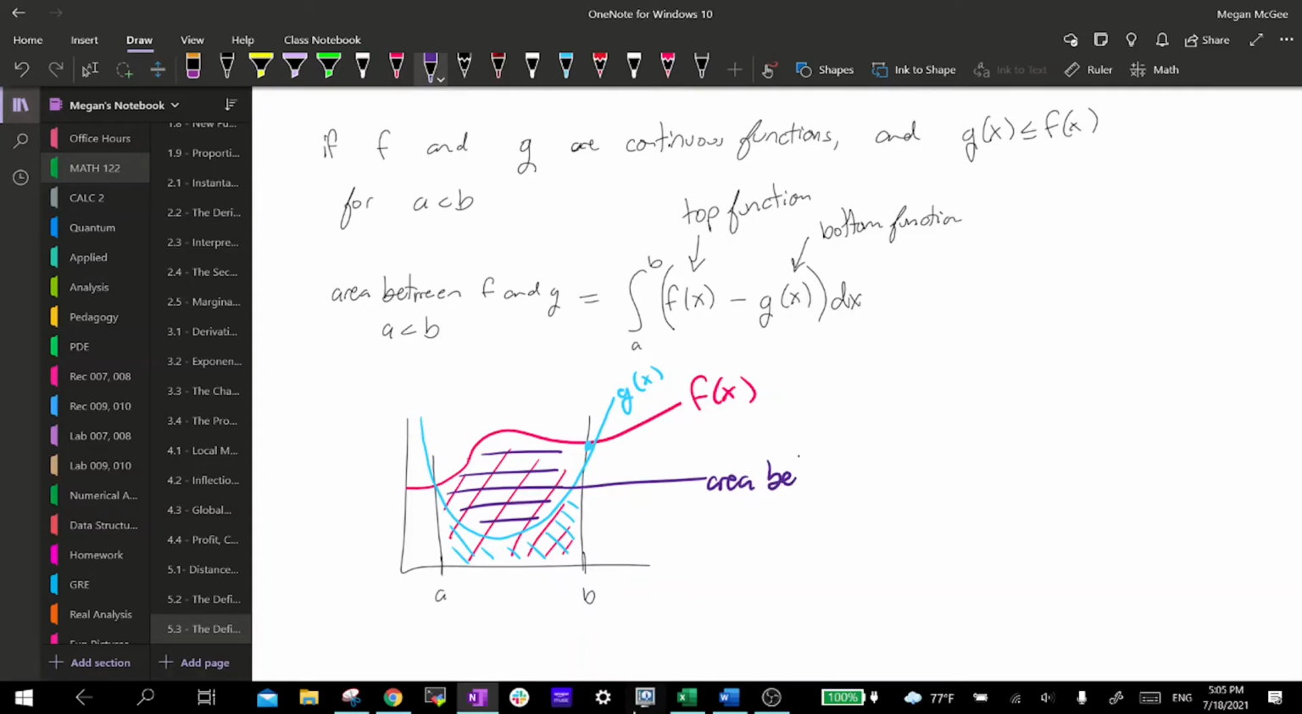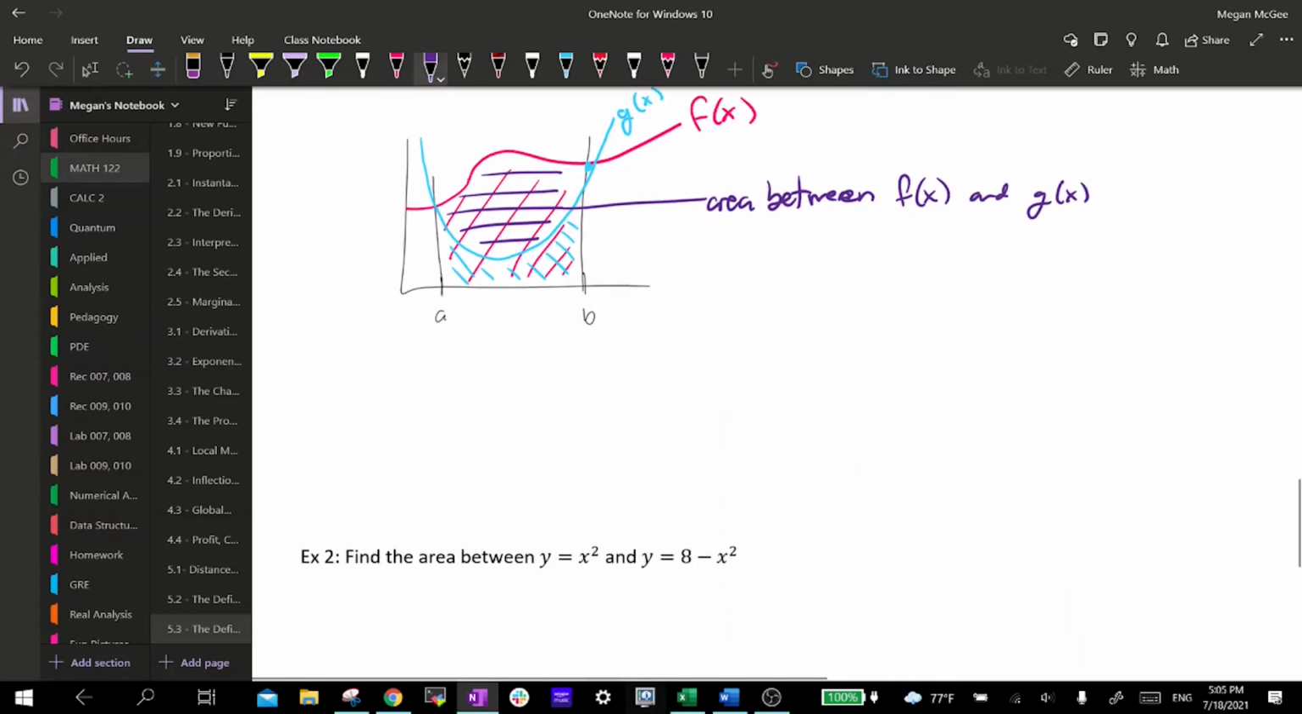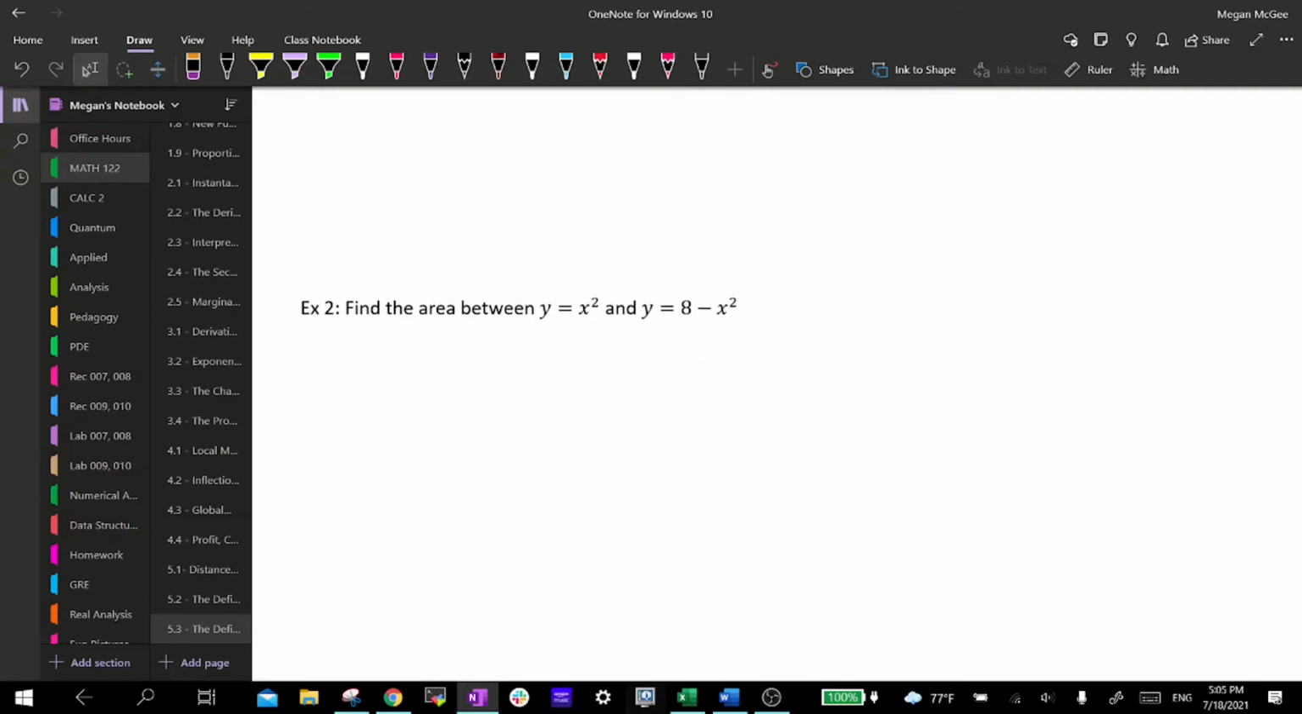Area between, oops, it needs another e, f and g. Alright? And that leads us to our second example. We want to find the area between our 2 curves. So we have y is equal to x squared and y is equal to 8 minus x squared.